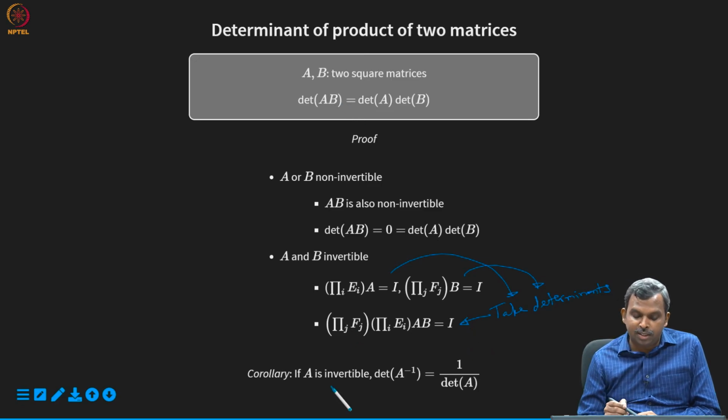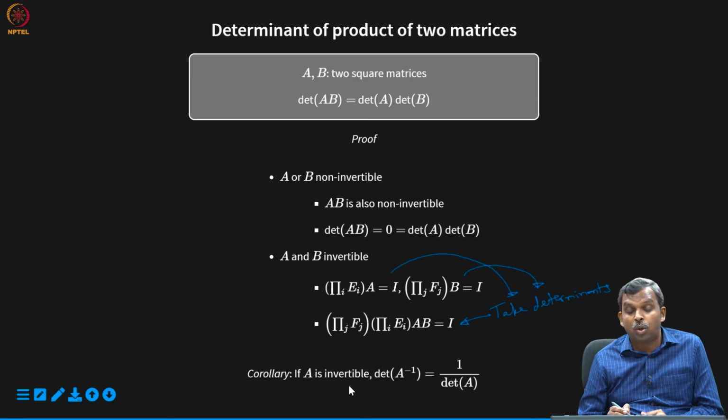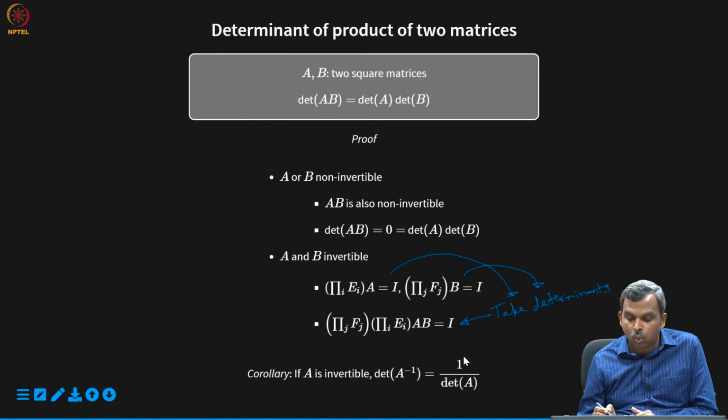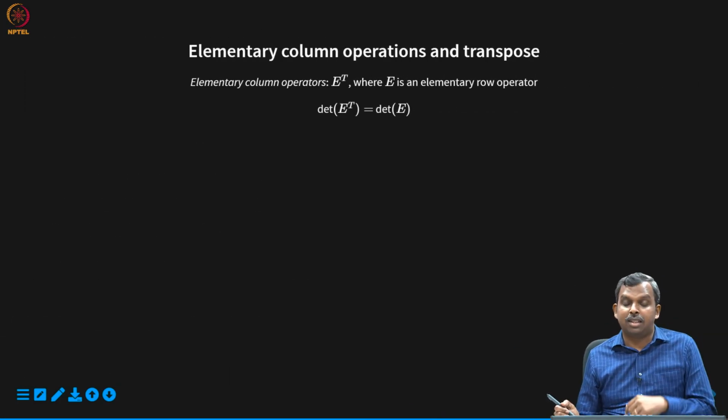One of the nice corollaries of this result is the following. If A is invertible, you know A times A inverse is I. So if you use the determinant of A times the determinant of B, you get that the determinant of A inverse is 1 by the determinant of A. It's a nice little formula. For the inverse, you don't have to compute the inverse and then use some crazy formula. You simply find the determinant and then take its reciprocal, and you get the determinant of A inverse. So that's a nice thing to know. What about column operations and transposing?